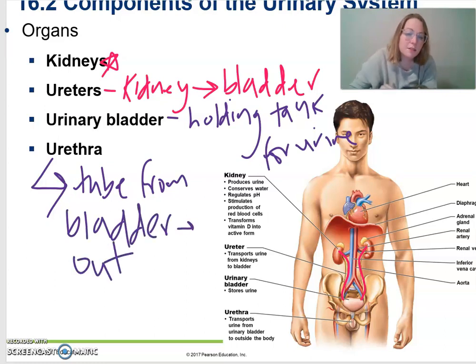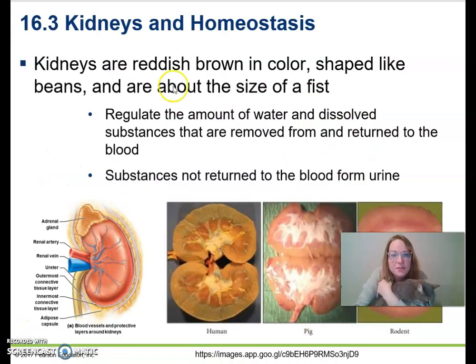And in males, it's going to pull double duty and also transport sperm out. Females will have a separate spot for sexual reproduction in the vagina. Okay, so let's look more at the kidneys first.